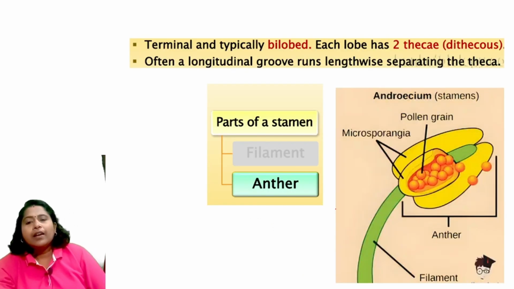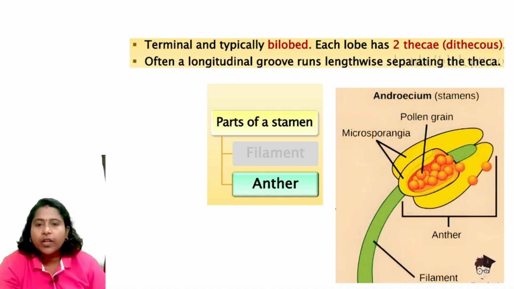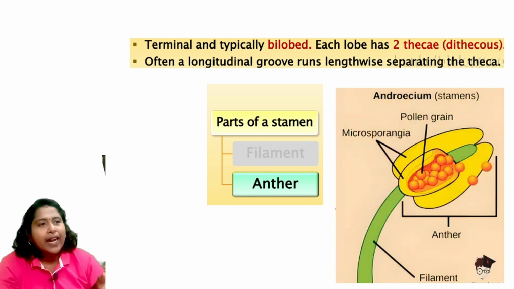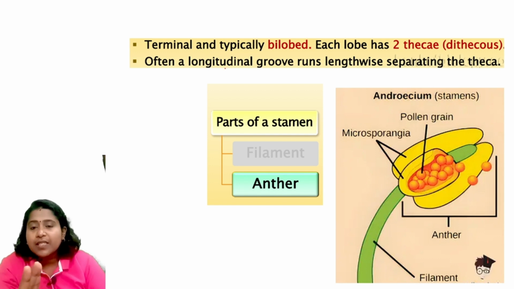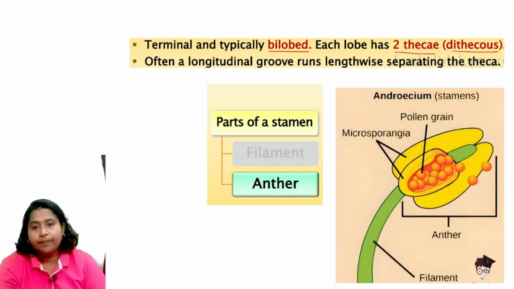Now, if you observe the anther part, this is very important. You will get some questions from this anther structure. It is typically present in the terminal position, and it is typically dithecous. This is very important. Please note down. It is bilobed and it has two theca. That's why it's called dithecous.